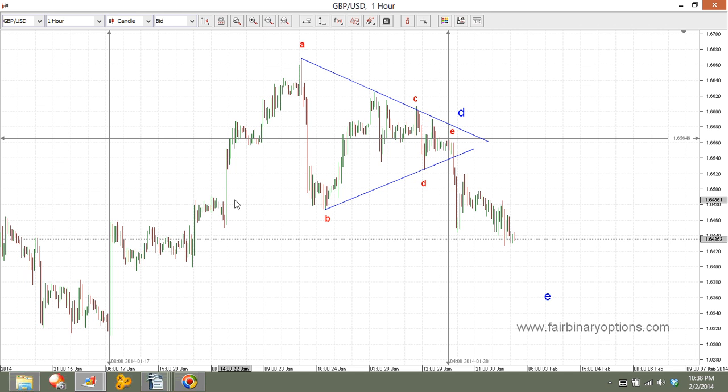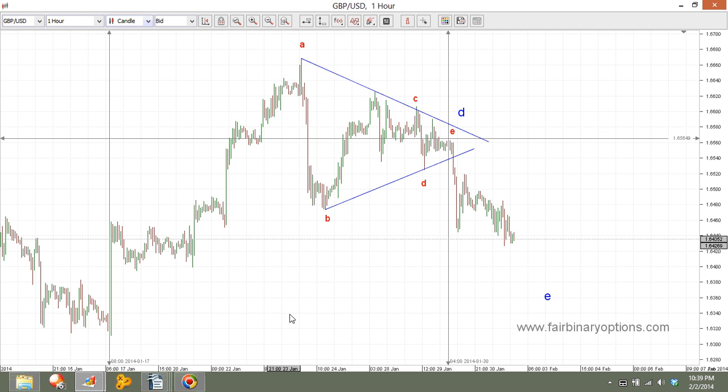Hello guys, as you can see this is the 2nd of February 2014 and we're looking at a continuation of our previous analysis that we made here on fairbinaryoptions.com. This is still Sunday, but we are preparing for the next week to come, and this is again Great Britain pound US dollar, or cable as it is also called, the 1 hour chart.